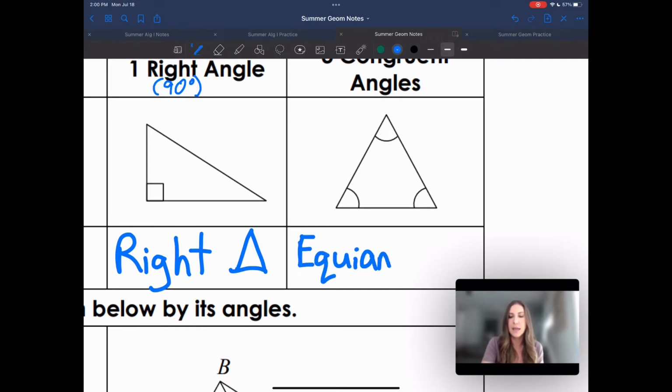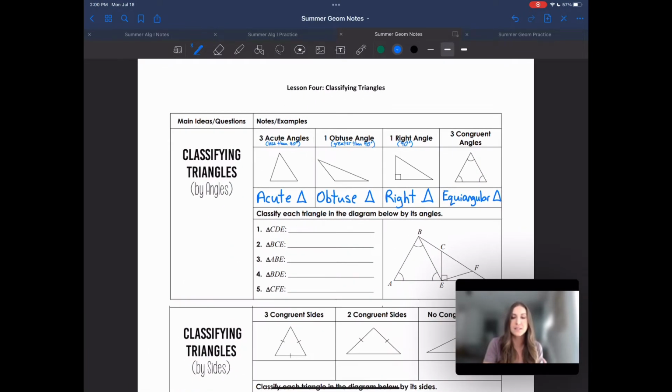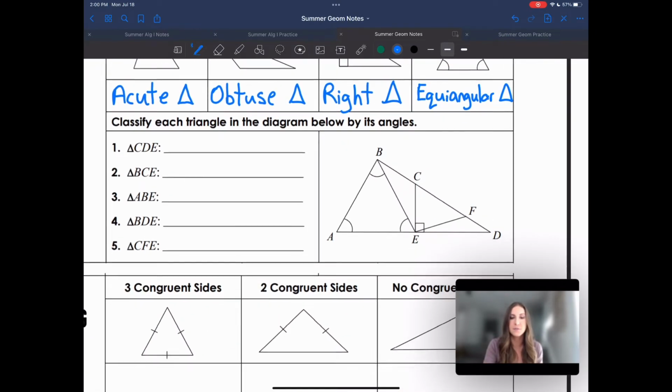Equiangular triangle. It's a tough one to say if you're just seeing it for the first time. Equiangular, equal angles. All right, so let's go ahead and try some problems based off of this.